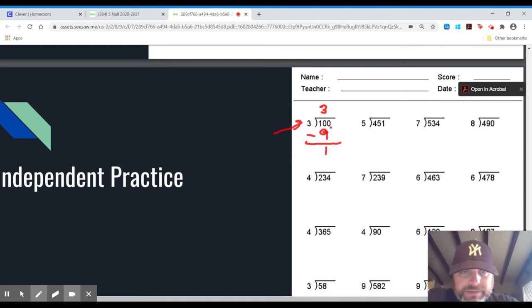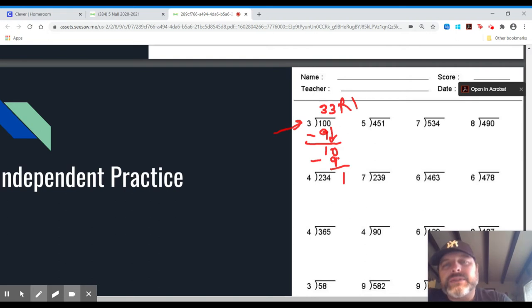Now you bring down, and you have 10 again. Since we just did 3 into 10, we know that 3 goes into 10 3 times, so 33. Then you're going to subtract again, and you have 1 left over. You can't really do anything with that 1. It's going to be a remainder of 1.